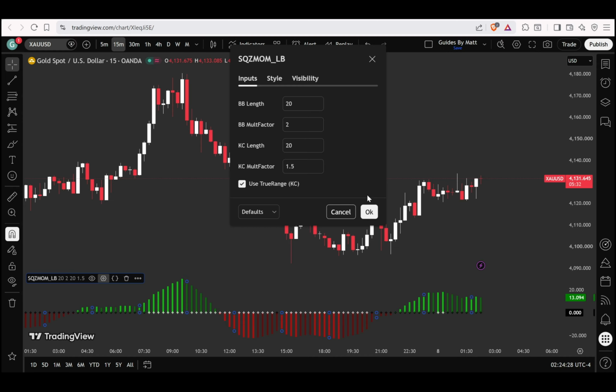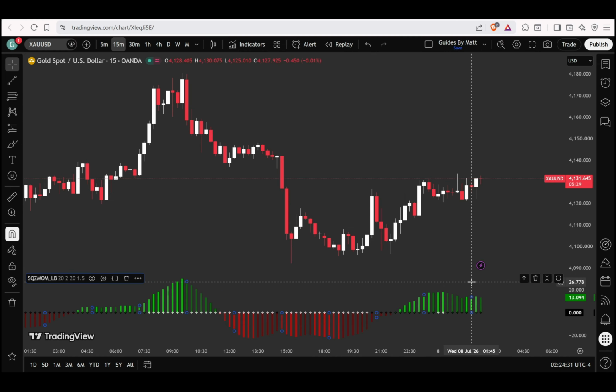To wrap up, this tool is an excellent way to visualize cycles of consolidation and expansion.